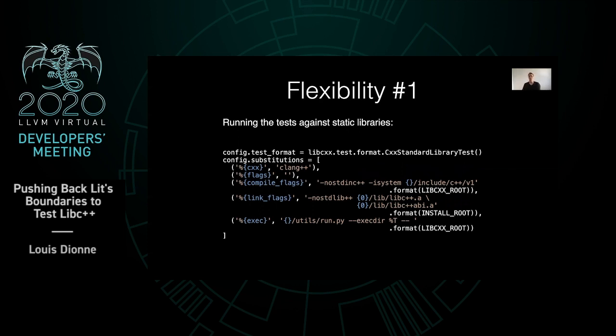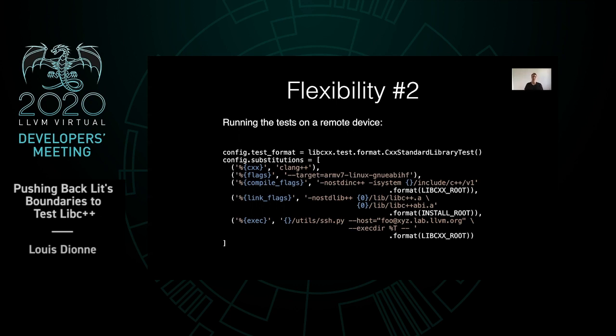For example, we can run a test against the static library, against statically built libraries, which is super convenient. And it's super easy to do that. You just need to change the linker flags to link against the .a instead of using the dylibs, right? Or the .sos.